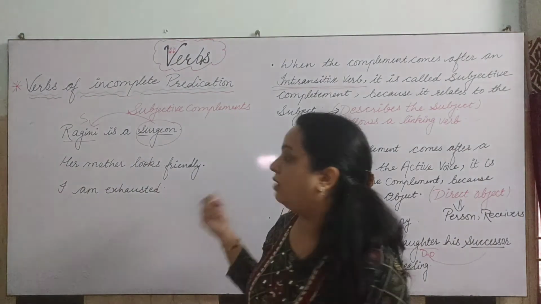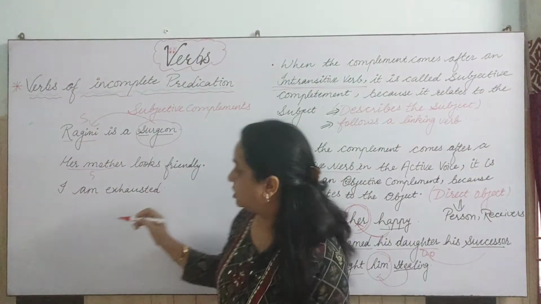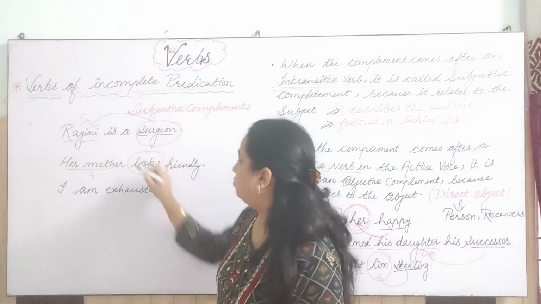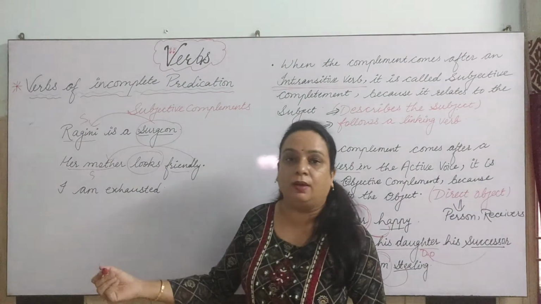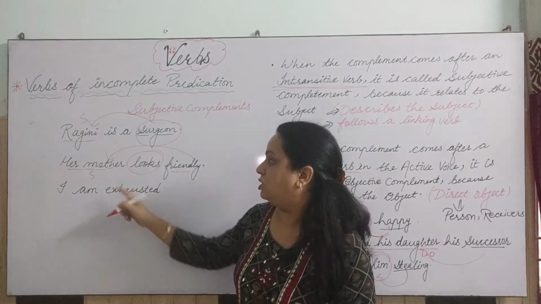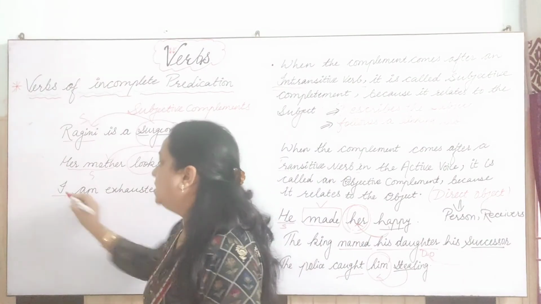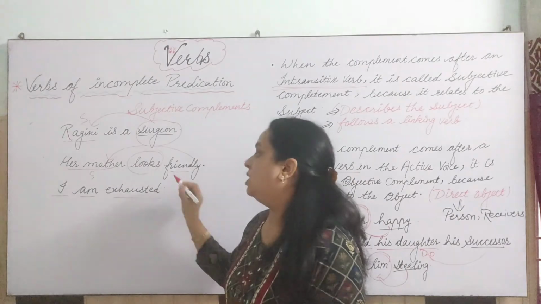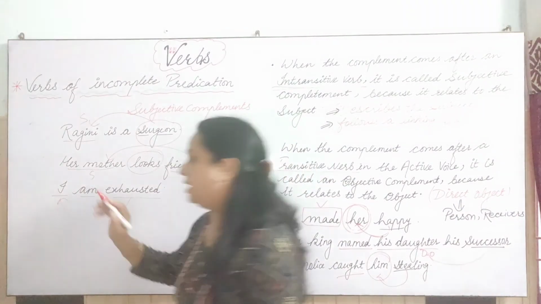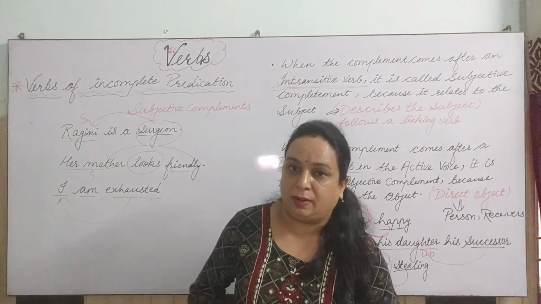Her mother looks friendly. Now her mother is the subject. Looks is the verb, and friendly is telling something about the subject. So, her mother looks friendly. I am exhausted. Now I is the subject. Am is the verb, and exhausted is telling something about I. Right? So that's why this is working as the subjective complement here.